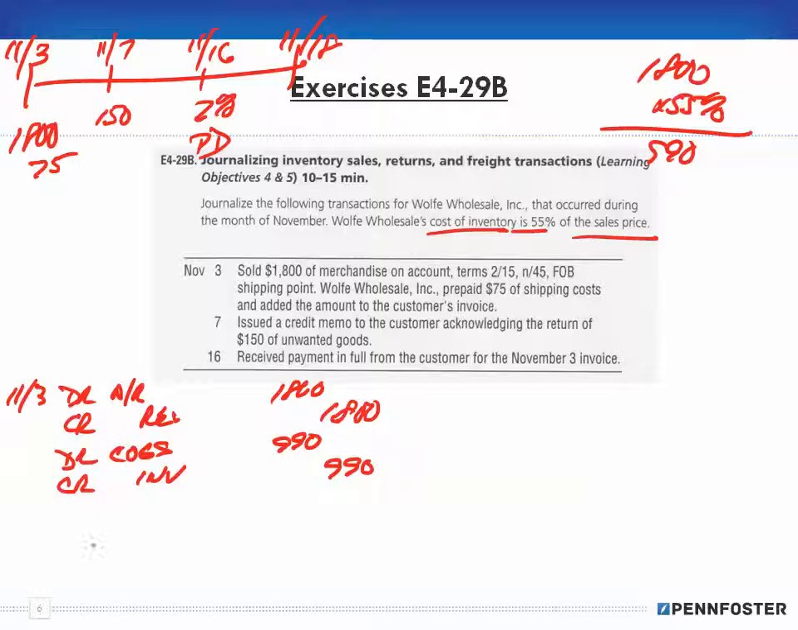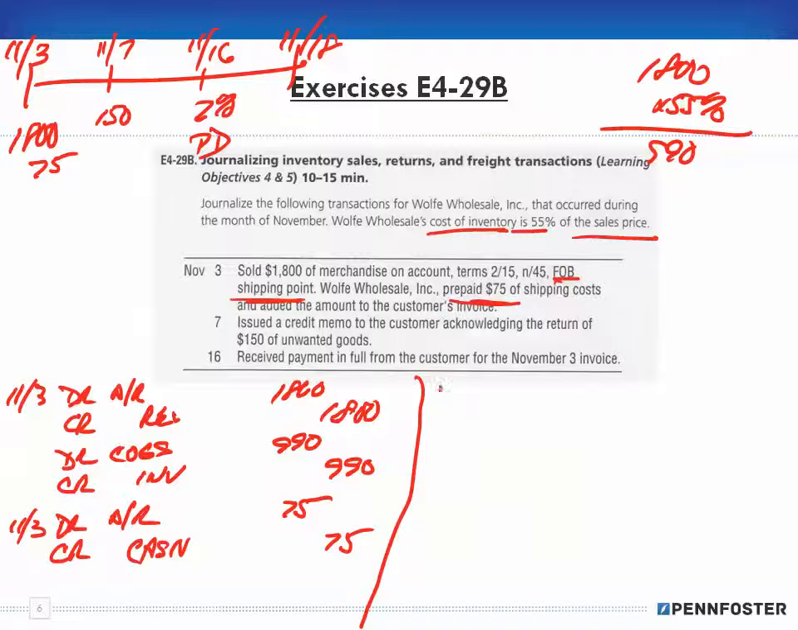We also have to deal with the prepayment of the $75 of shipping costs due to FOB shipping point. So on 11/3, we're paying it, so it's a credit to our cash because we're reducing our cash by 75, and we debit our accounts receivable for the $75, because we're prepaying the shipping charges.